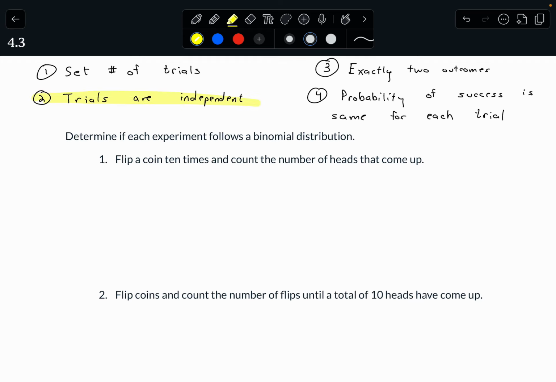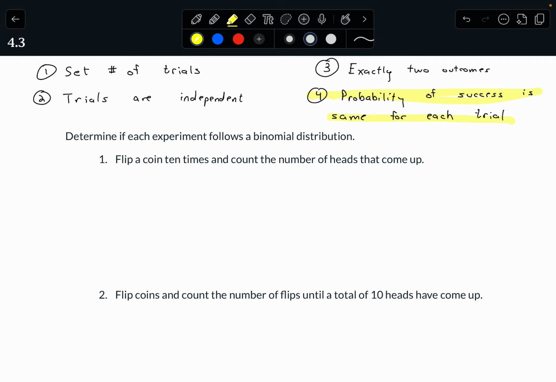Trials are independent of each other, meaning the outcome of one trial does not affect the outcome of another trial. We also have that each trial has exactly 2 outcomes, which we will call a success and a failure. And then the fourth is that the probability of success is the same for each one of these trials. So the probability of getting a success does not change from one trial to the next.